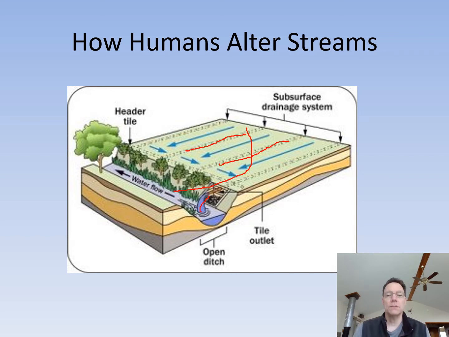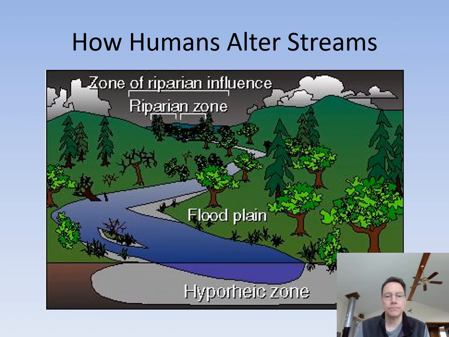So we get these streams that are really flashy. They flood, and then they're back to base flow. And then the next time it rains, they flood like crazy, and then they're back to base flow. This causes a lot of erosion along the banks.